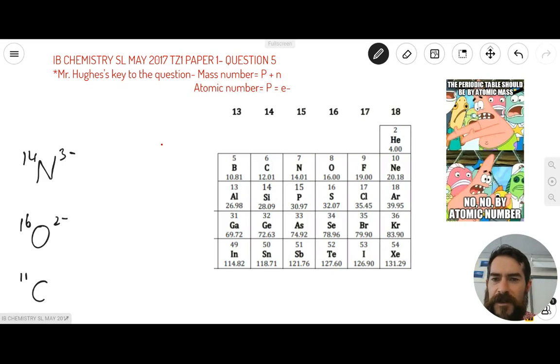This question is coming from topic 2, which is all about atomic structure. And this is real fundamentals when it comes to understanding chemistry, because of course we're looking at the periodic table here.